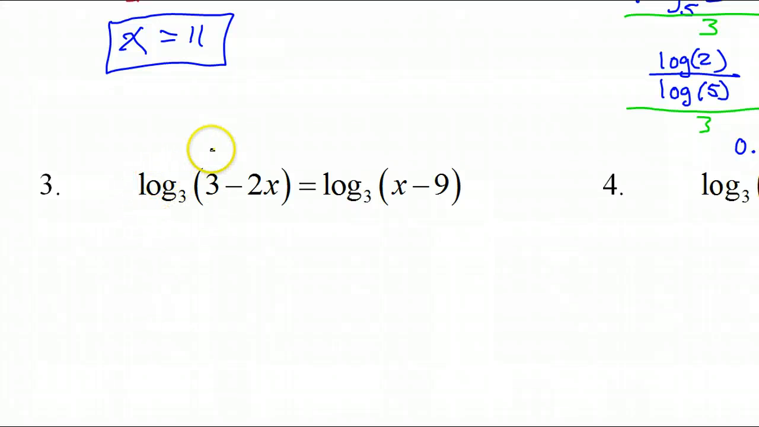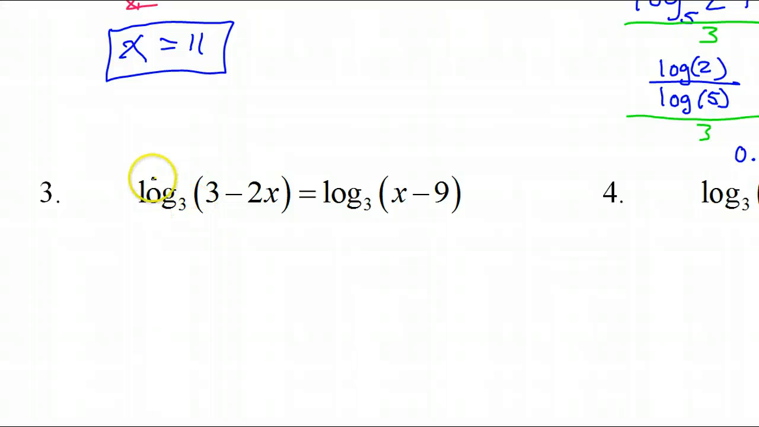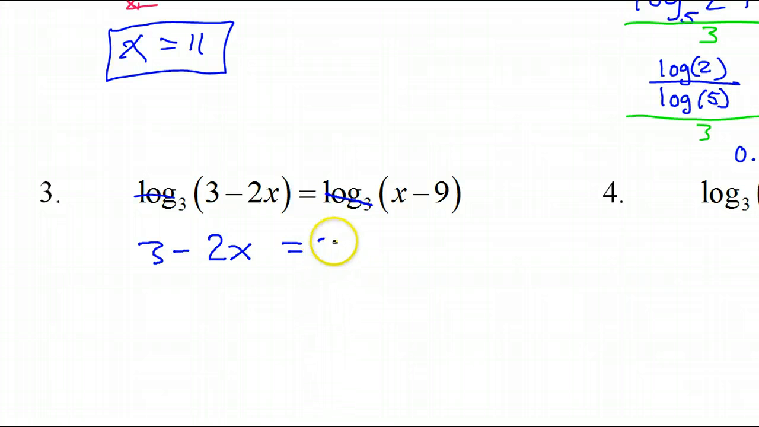Alright, some problems we have log on both sides, and some problems we only have log on one side. When you have the log on both sides, like we do here, you can drop those logs out, and just go 3 minus 2x must be equal to x minus 9. I mean, the logs have to be the same kind of log. So now we're back to math 1.